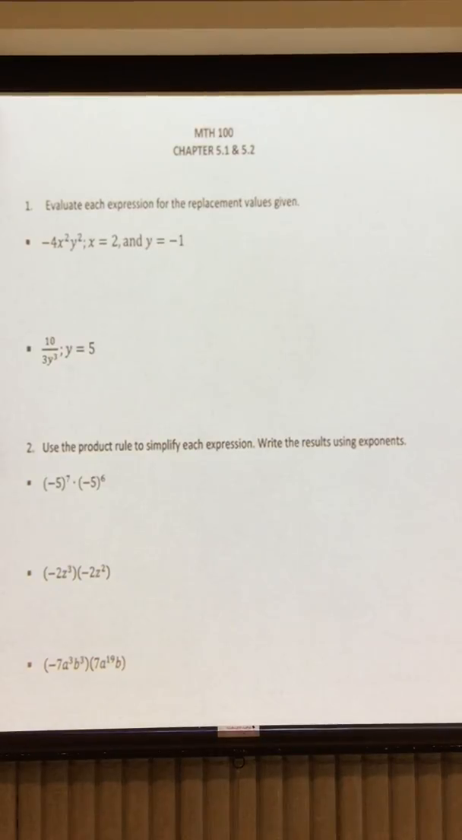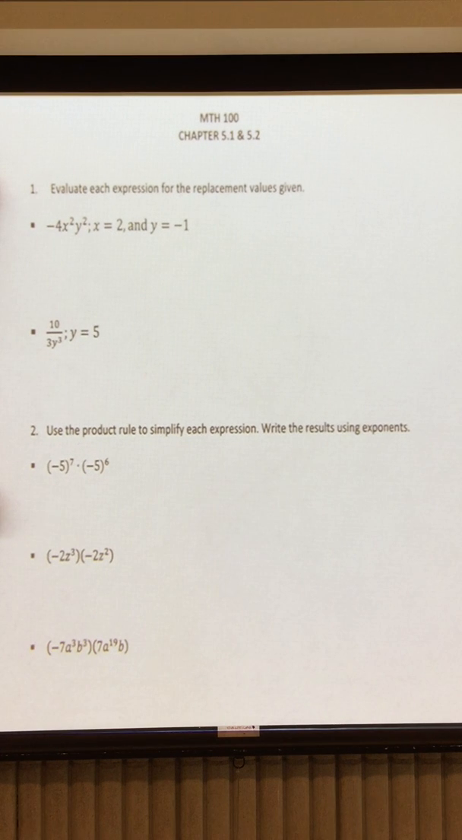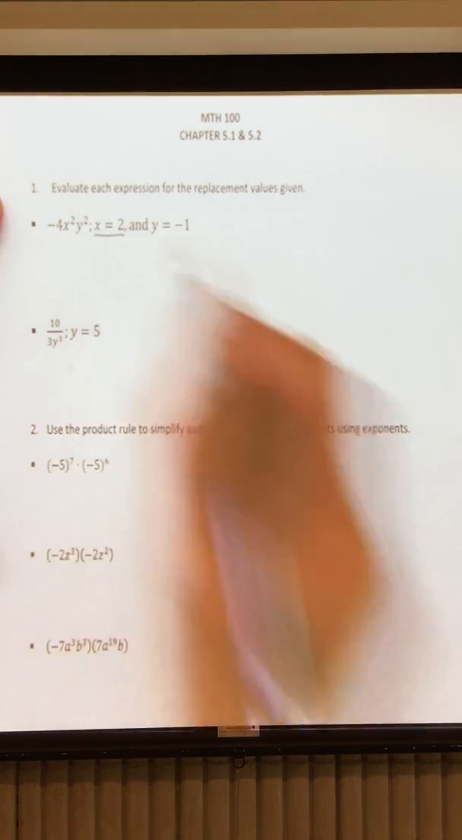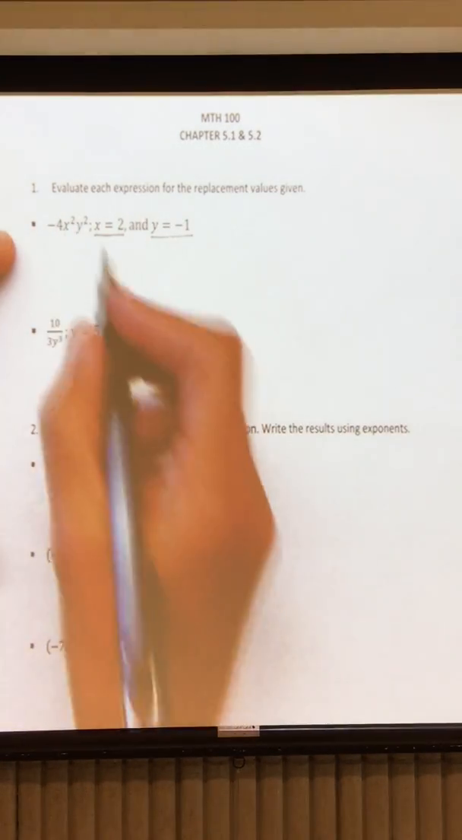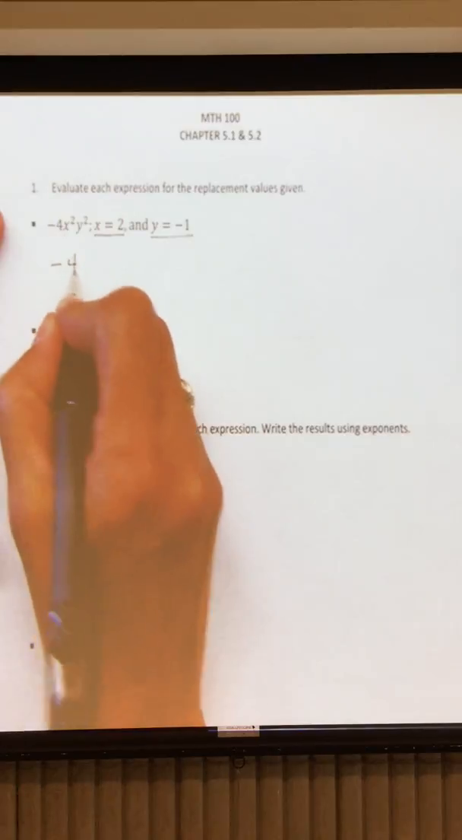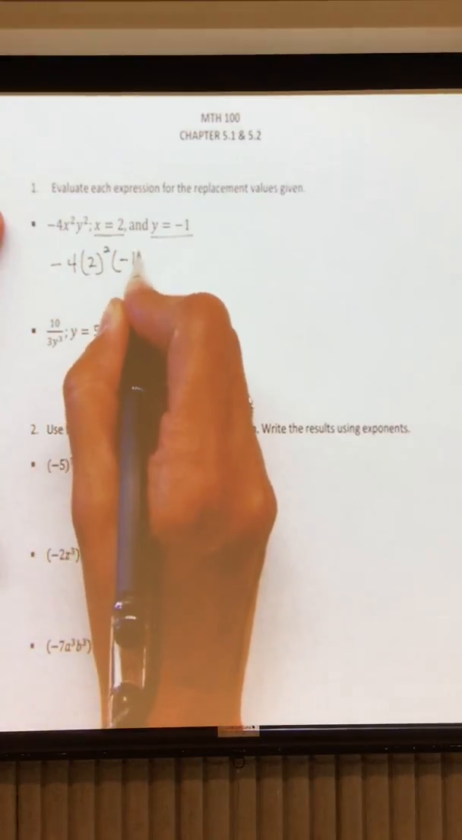Let us begin Chapter 5, Sections 1 and 2. Problem number 1, evaluate each expression for the replacement values given. So here let's substitute x is equal to 2 and y is equal to negative 1 into our expression. Negative 4 times 2 squared times negative 1 squared.